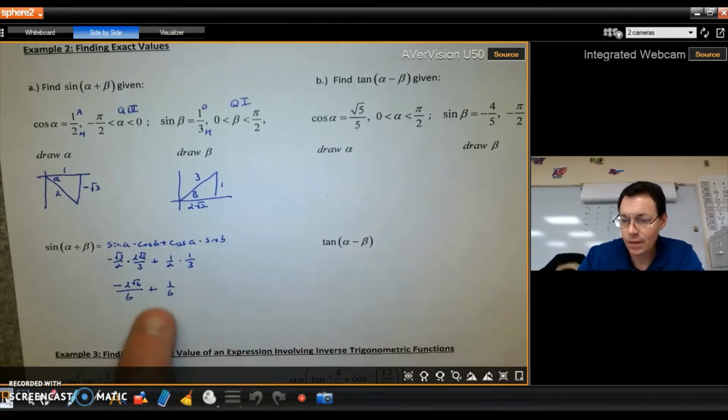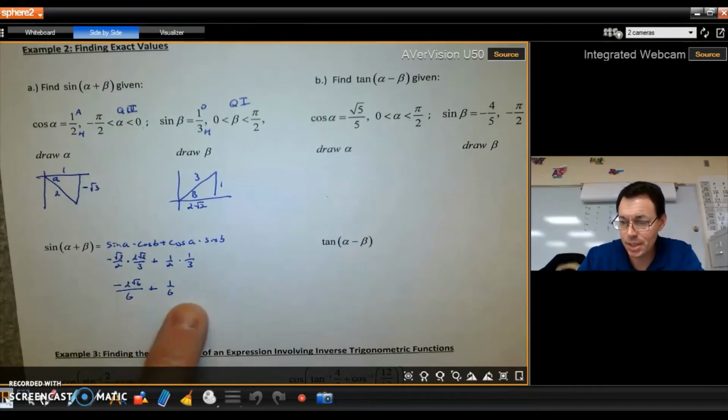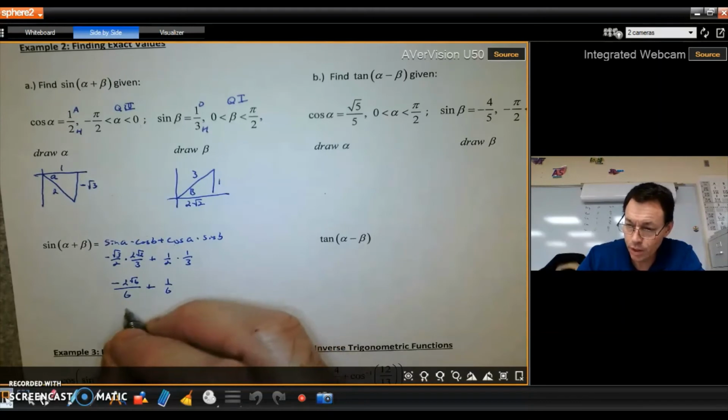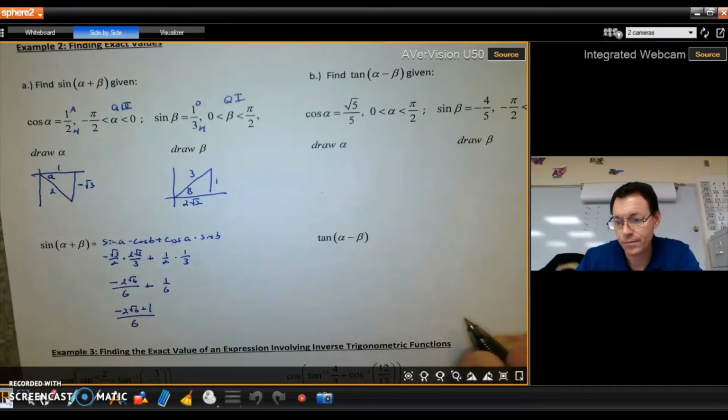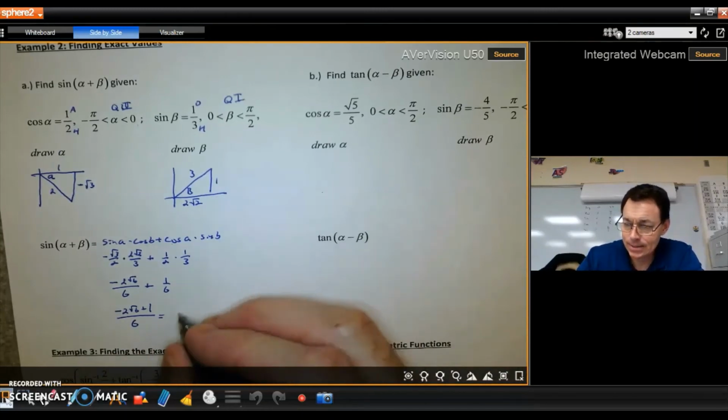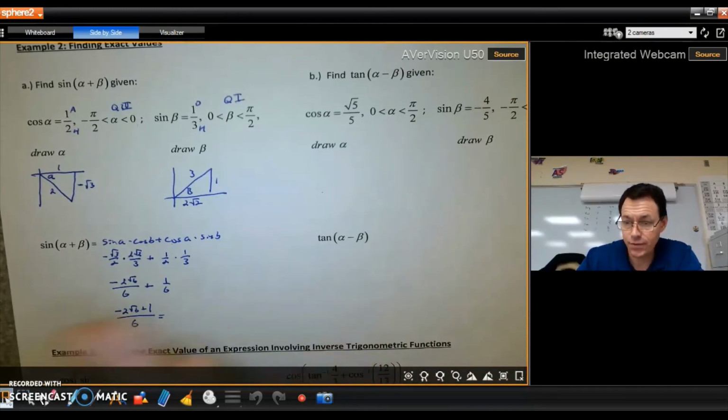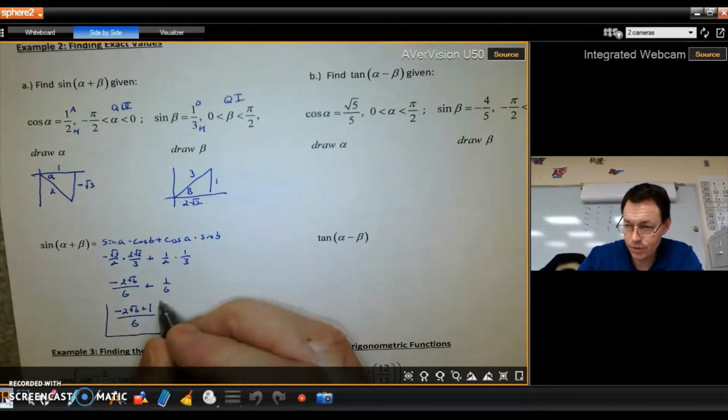And then again, I've got two fractions with common denominators. You're always going to have a common denominator. So I can combine these into one problem. Negative 2 radical 6 plus 1 over 6. Now this is fine. This is a fine answer. Okay, you don't have to change this.